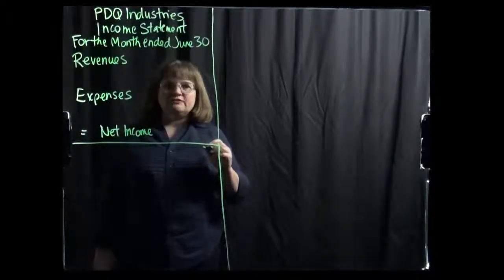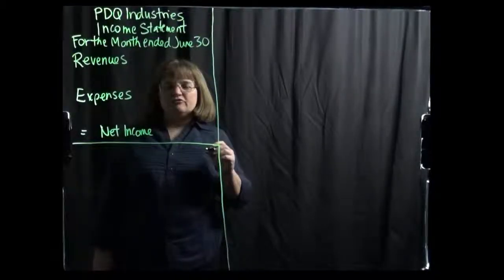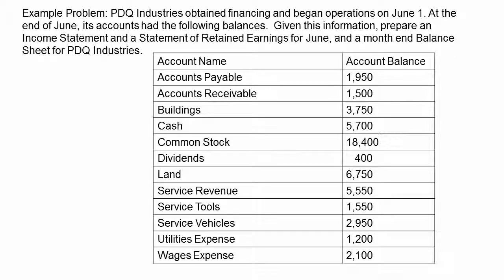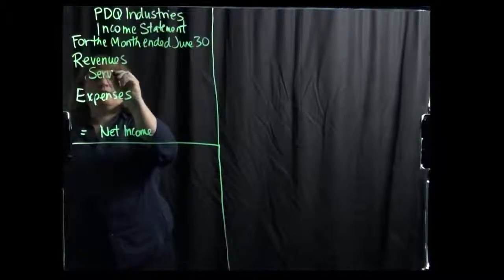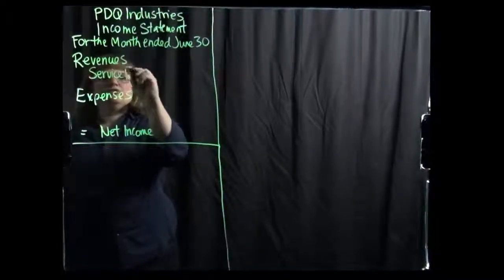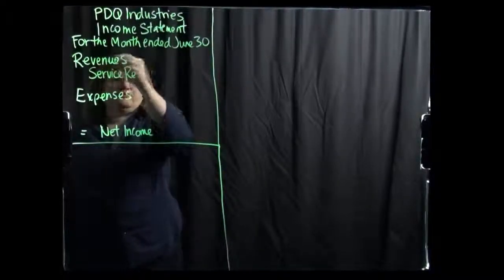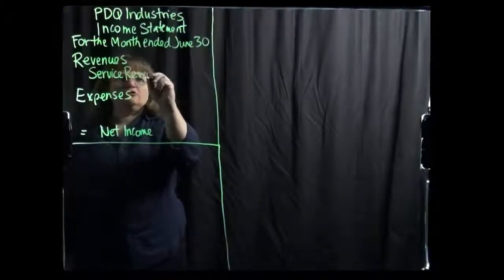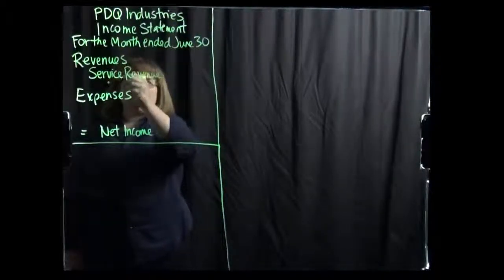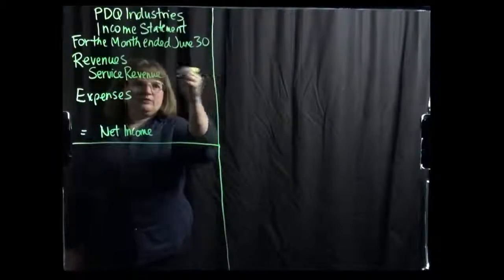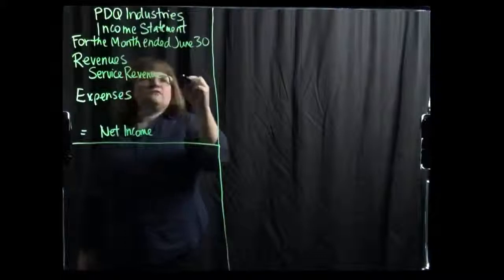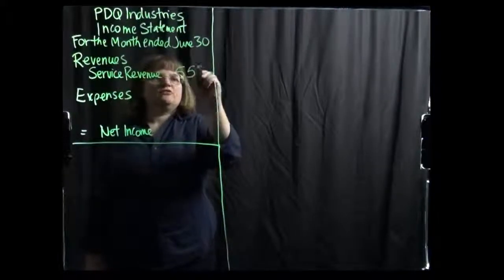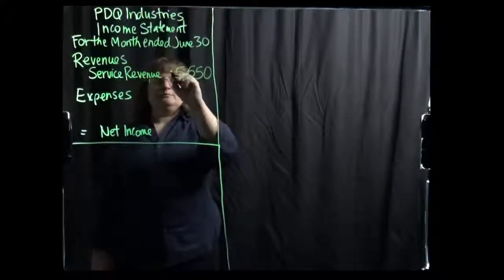If we look through the list of accounts that you're given, and we look for which ones are revenue accounts, you'll see that we have an account called service revenue. Since there's only one revenue, we really don't need to write both the subheading and the account name, but it's not wrong to do it this way. If we had more than one revenue, we would list them each separately and then we would get a total for the revenues. Our service revenue in this example is $5,550. So we write that in there.